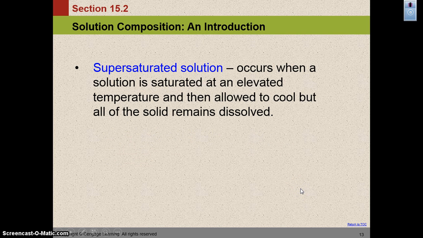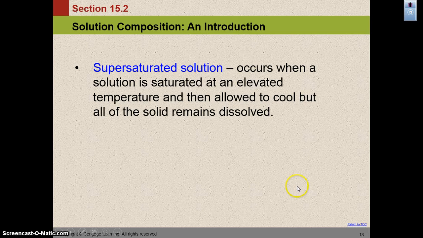There's a supersaturated solution, and this occurs when we take a solution that is saturated at an elevated temperature and then we cool it, but all the solid remains dissolved. So if you're making tea, for example, and you make the tea hot and you put sugar into the tea, you can dissolve quite a bit, and when you cool it back down, it's going to stay dissolved in the solution. However, if you have iced tea and you want to put the same amount of sugar into it at a colder temperature, it doesn't allow it to dissolve.